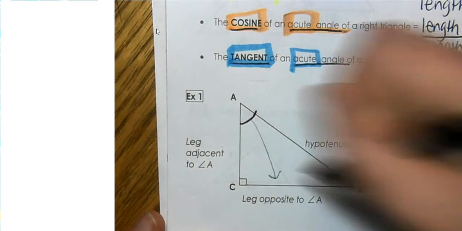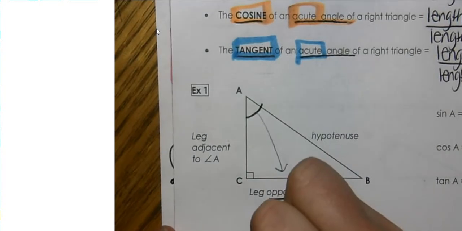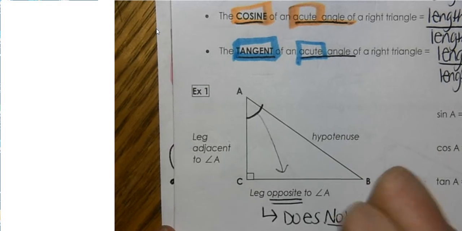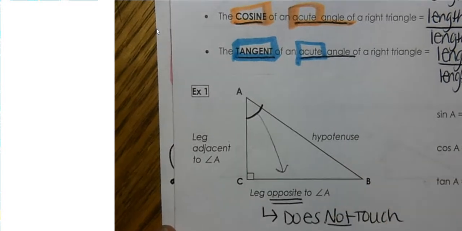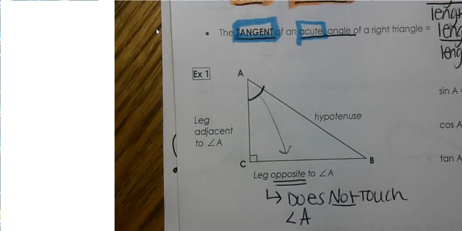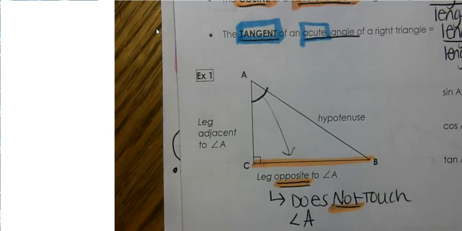The side that is across from angle A is known as the opposite side, the opposite leg. And this leg does not touch our focus angle. It does not touch angle A. So that is something I need you guys to know. It does not touch angle A, and we call that the opposite leg. It does not touch the angle that we're interested in.